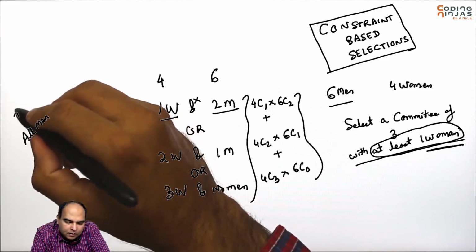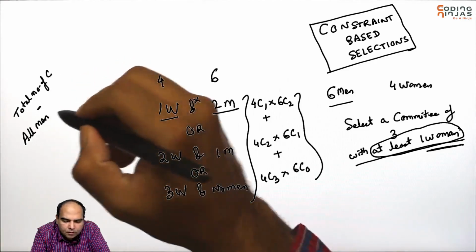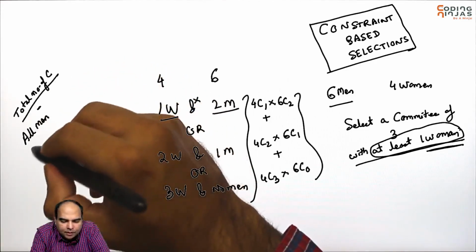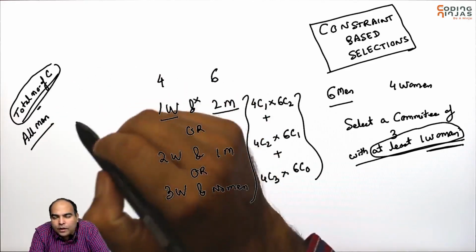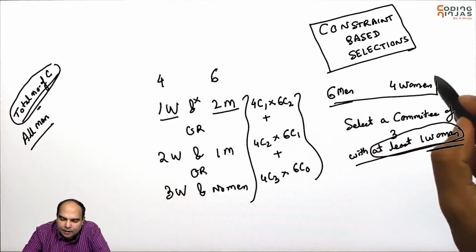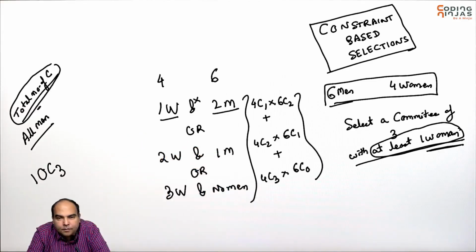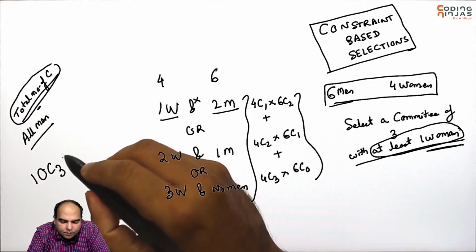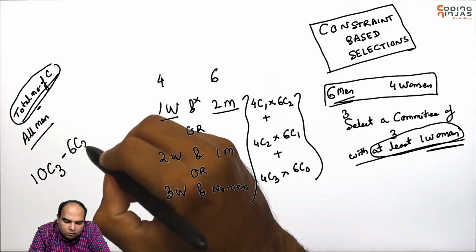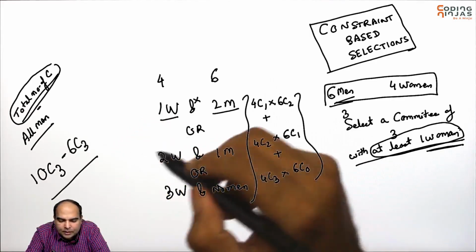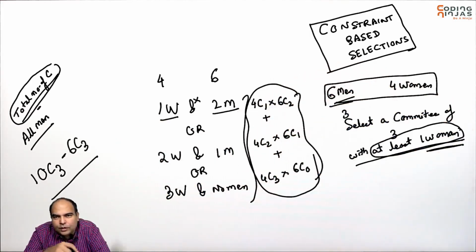If you subtract this from the total number of committees, total number of committees that you can make minus committees with all men. So first you calculate the total number of committees you can make without any constraints. Since there are 10 people here, the total number of committees you can make is 10C3. And committees with all men will be when you are selecting 3 men out of 6. So if you subtract 6C3 from 10C3, you'll get the same answer as you would get on this side. And you can check that.